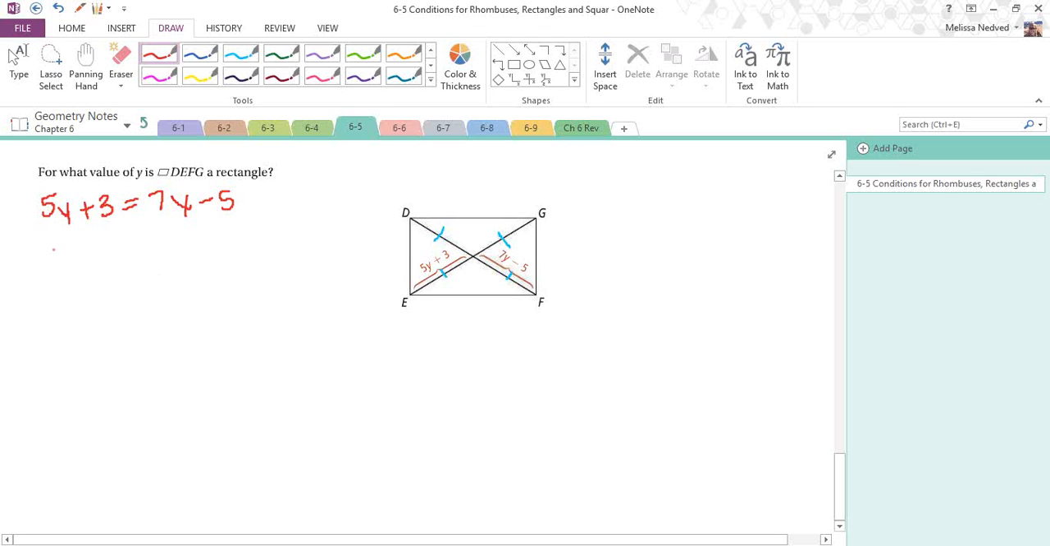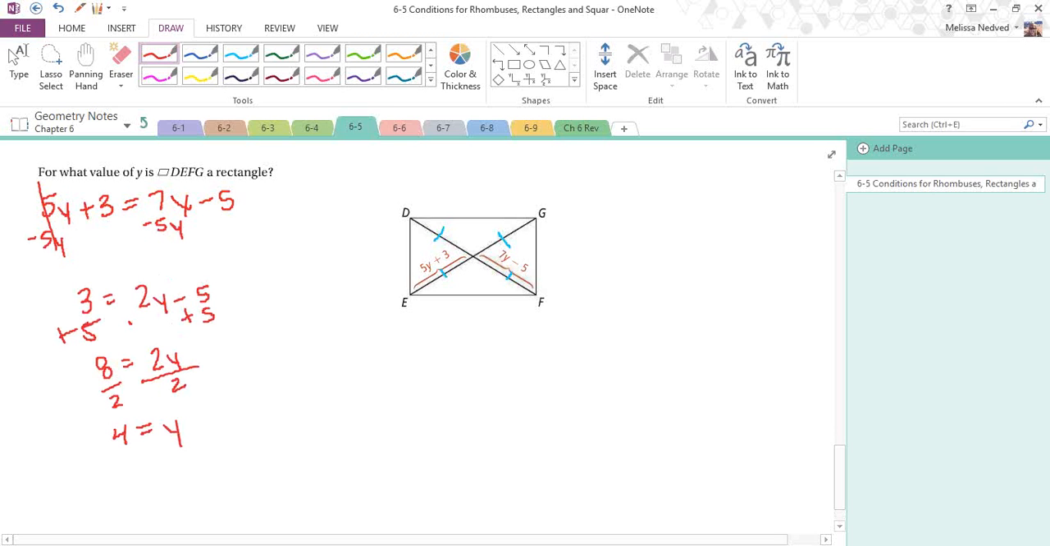Now one equation, one variable, again we can solve. Let's get our y's on the same side by subtracting 5y from both sides. So 3 is equal to 2y minus 5. And now add 5 to both sides. We get 8 is equal to 2y. And lastly, divide both sides by 2, and we get 4 is equal to y.